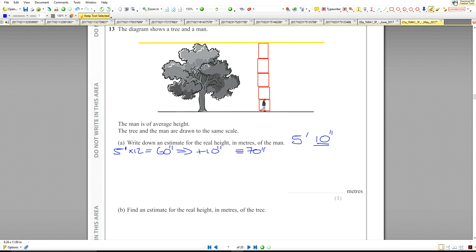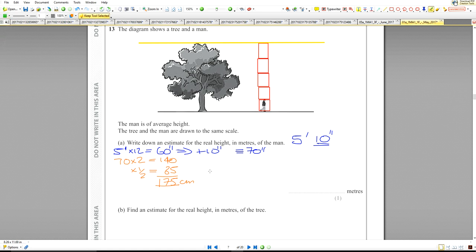Now 70 inches, you want to convert that into centimeters. It's nice and straightforward. We have to multiply it by 2.5. That's how I do 2.5. 70 times 2 will give you 140 centimeters. 70 times 0.5 will give you 35. So that'll give you a total of 175 centimeters.